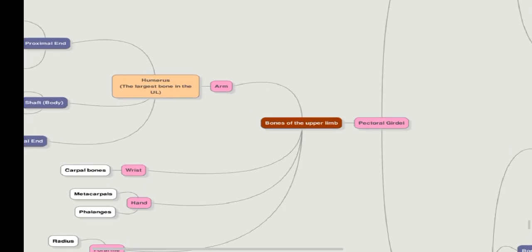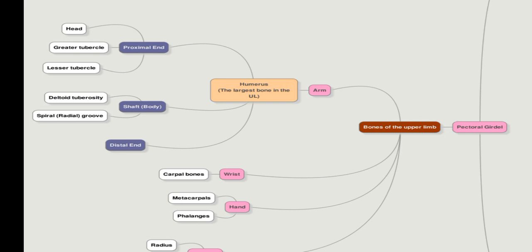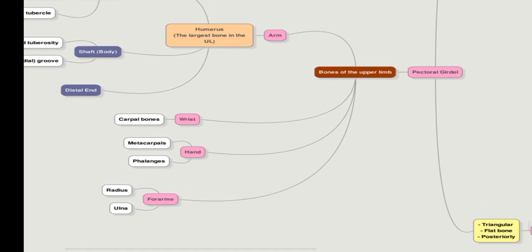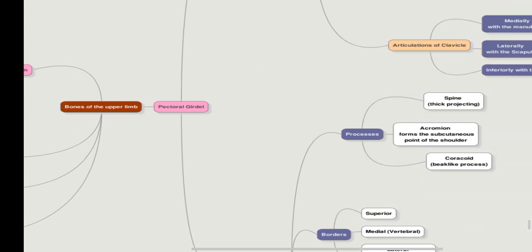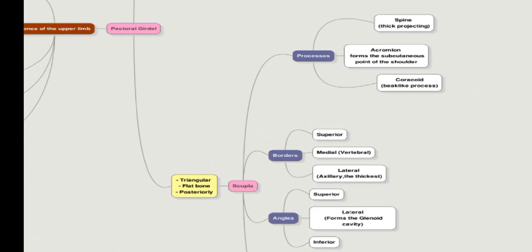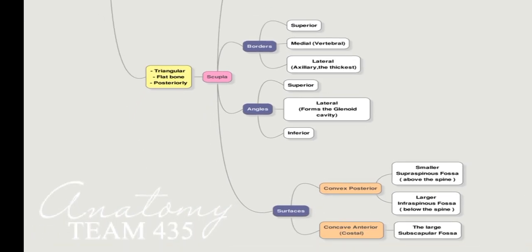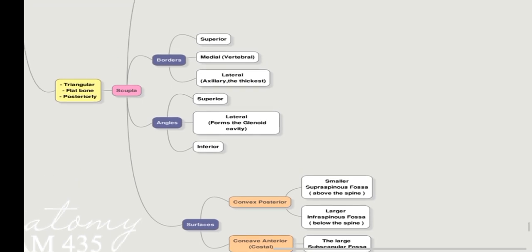Okay, summary. Now the summary, let me expand it and take it slowly. Talking about the humerus: head, greater tubercle, lesser tubercle. Carpal bones, metacarpals, phalanges: talking about the hand. The wrist has the carpal bones. The forearm has the radius and ulna. The pectoral girdle is what and what? It is the clavicle and the scapula. The scapula has a superior border, medial border, lateral border, angles, superior angle, inferior angle, and surfaces. The scapula has a convex surface and a concave surface.